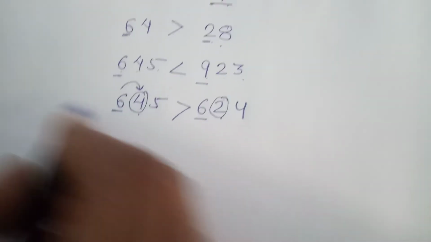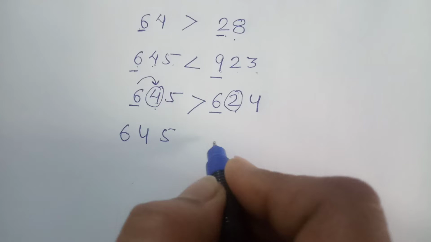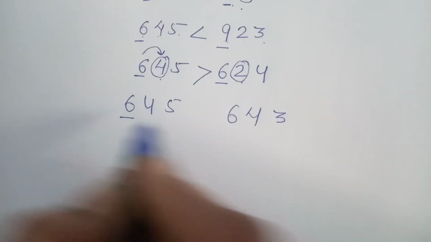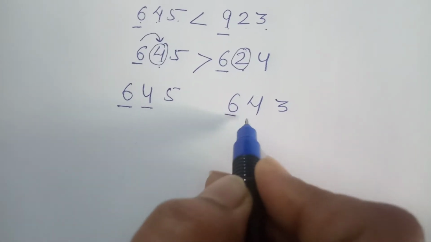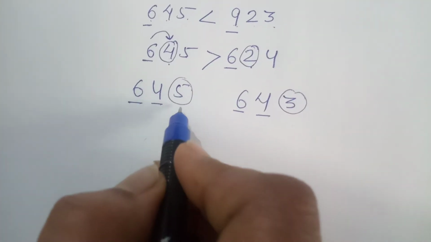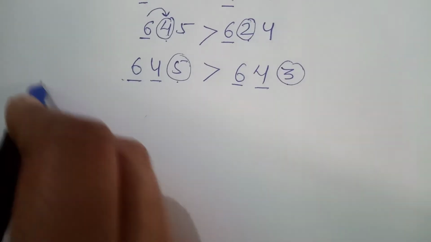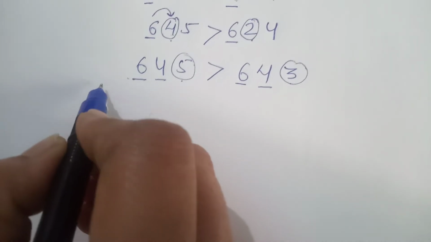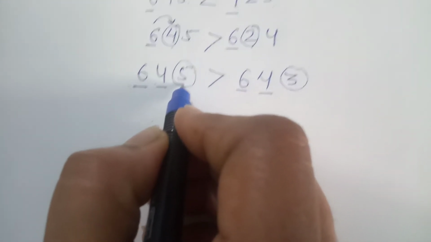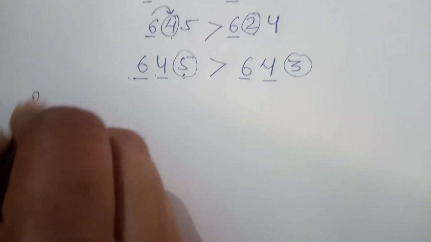Taking one more example like 645 and 643. First digits are equal, second digits are equal. Then we compare third digits. 5 is greater than 3, then 645 is greater than 643. Children, you can understand that each digit has its own place value. To understand this, we have to learn the place value chart.